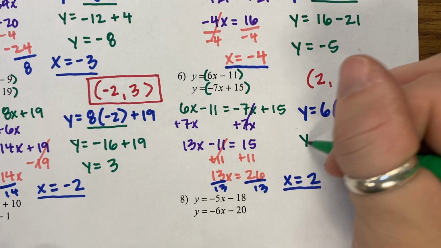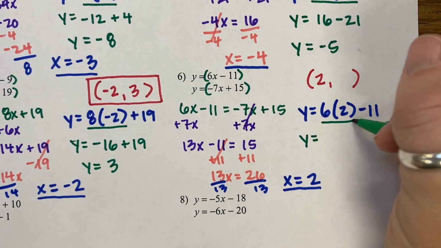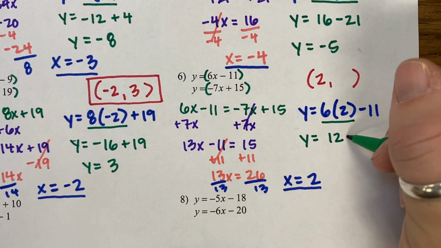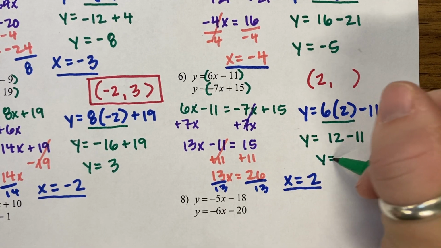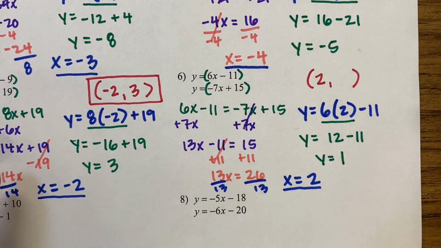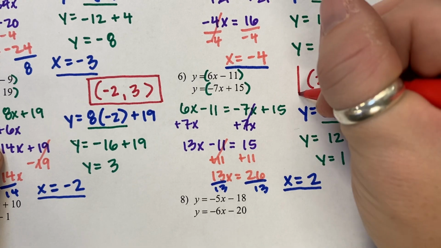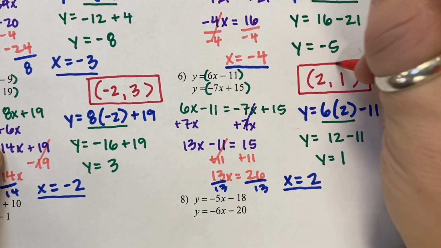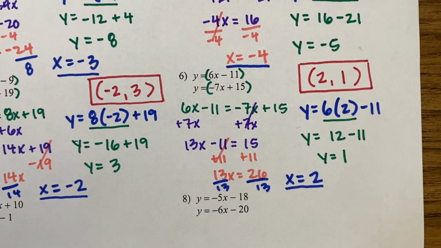Okay, so then we simplify. Y equals 6 times 2 is 12. Well, 12 minus 11 is just 1. So we know the y part of our coordinate point, or our answer, is 1. 2, 1. Beautiful.